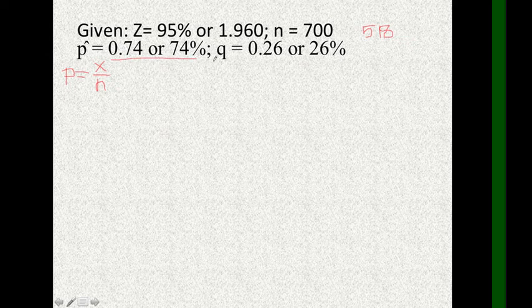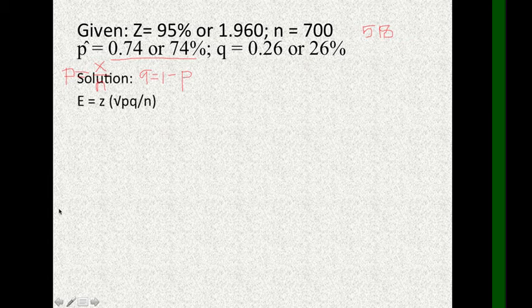For the Q, you will get Q because it has a formula which is equal to 1 minus P. Your answer is 0.74, so just subtract from 1. So we have 1 minus 0.74 and you will get 0.26. Now our given are complete. We can now proceed to our solution.